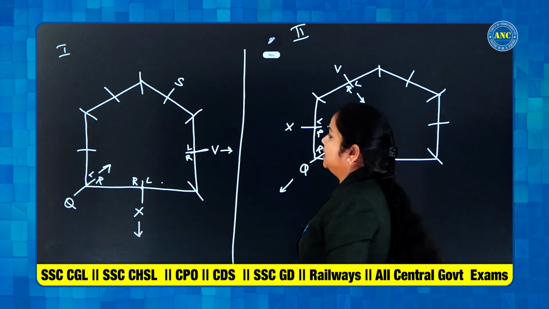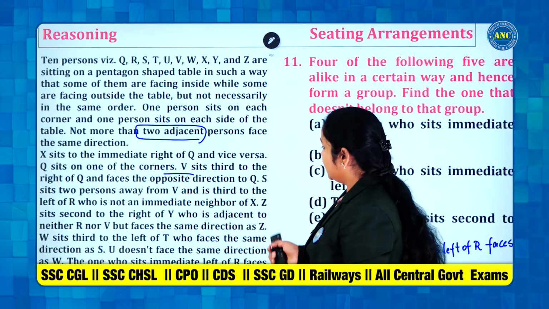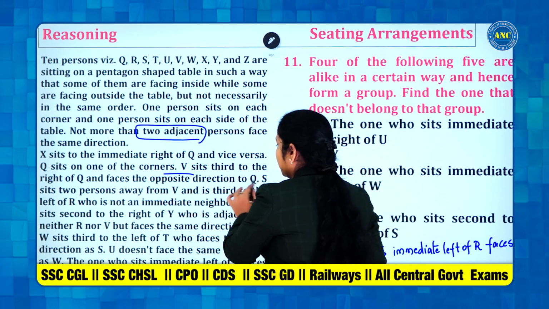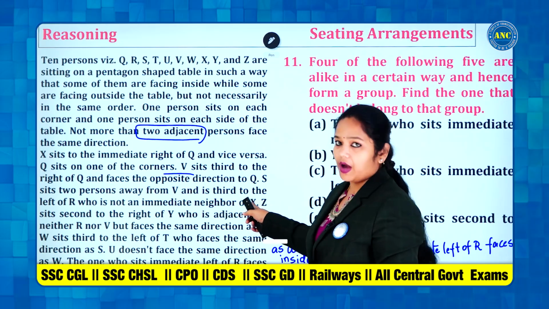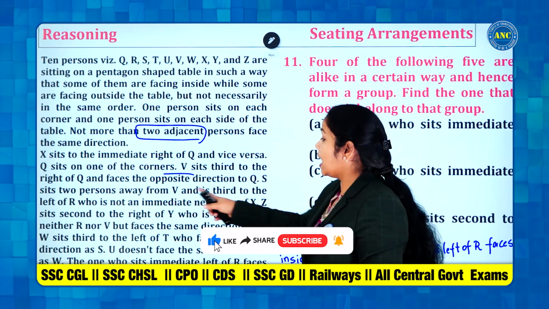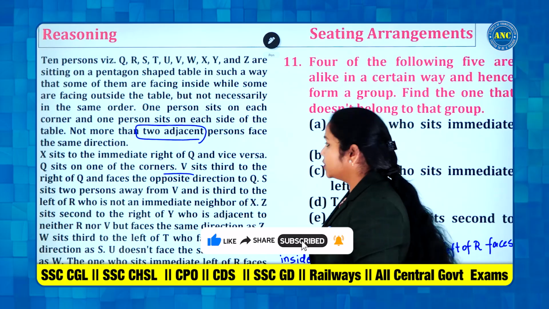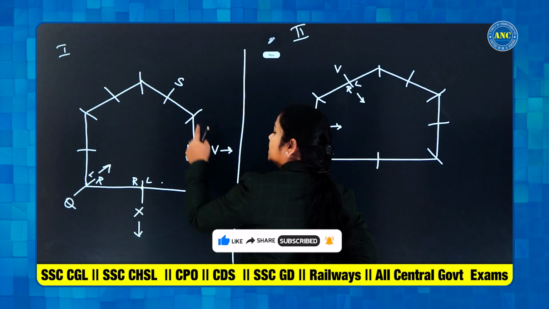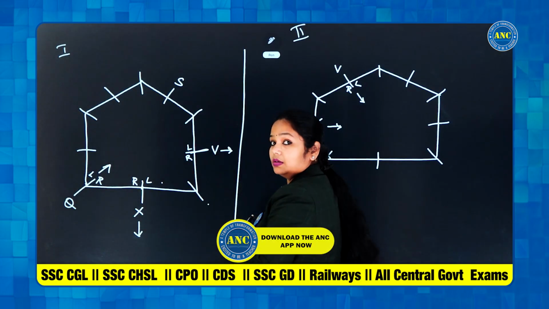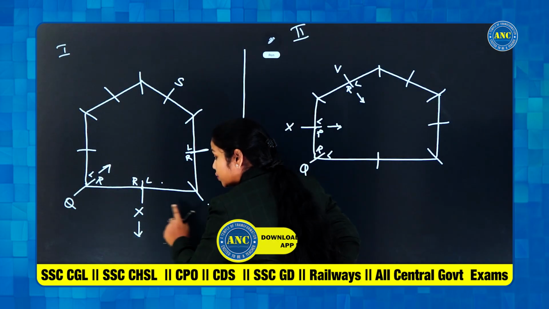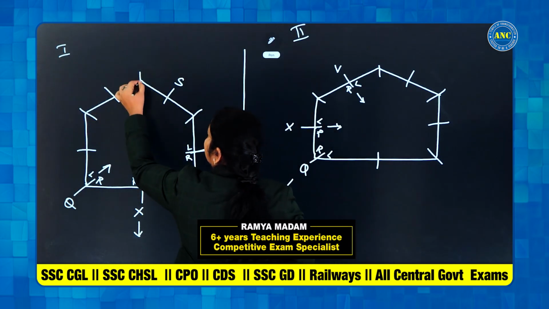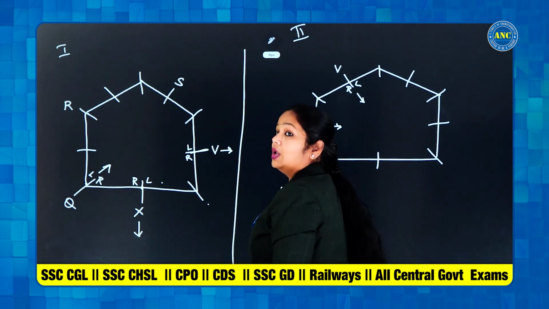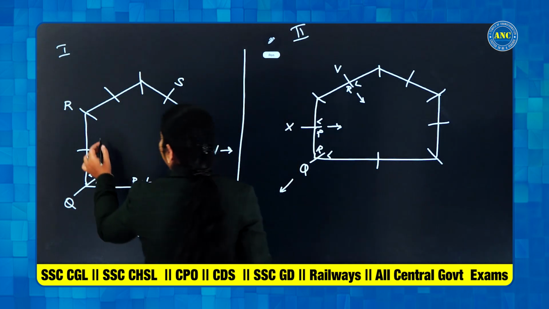And what they said, S sits 2 persons away from V and S is third to left of R. Third to left of R plus R is not adjacent to X. So, third to left of R. First, second, third. R if I take here, will that work? No, because R is not adjacent to X. So, I have to take this side only. First, second, third, R can come here. Third to left of R. Yes, third to left of R only.